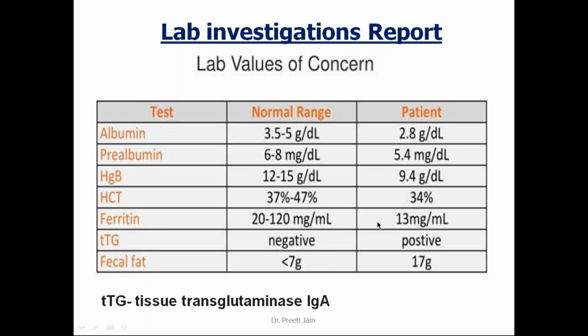And you can see that the ferritin is also less and the tissue transglutaminase is positive. Now this should normally be negative. If this is positive, this is suggestive of celiac disease. And fecal fat is increased, right? Fecal fat is increased, which means there is some problem in the digestion and absorption of fats, because of which more and more fat is being excreted out in the feces.